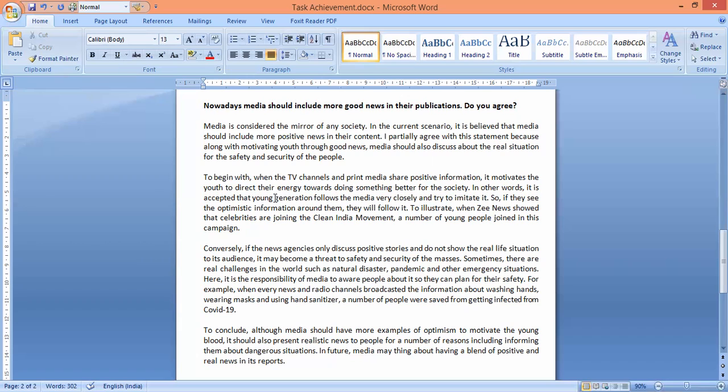You can also see the 9 band essays for such questions, and you will see it's always good to be specific. Why should they include more good news? I'm telling them they should give good news so that young people can do good things. I have given one idea, I explained it, and I supported it with a relevant idea. That's enough for the examiner. Okay, so being specific is not bad. Rather, you have to be specific to make your point clear to the examiner.